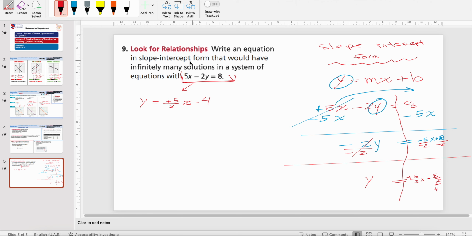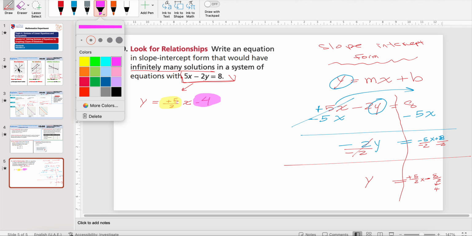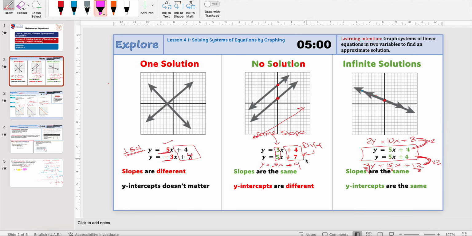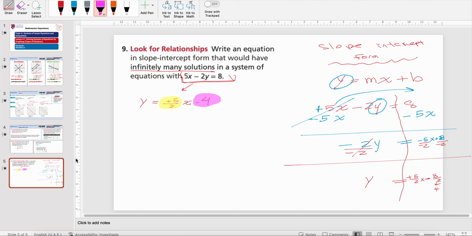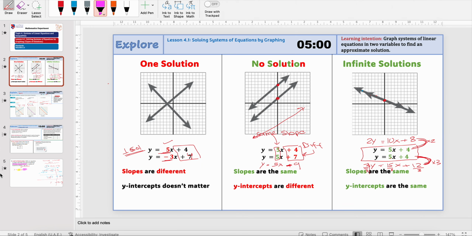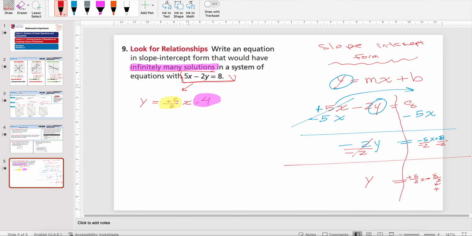They want us to write an equation that has infinitely many solutions to this one. I rewrote this one in slope-intercept form just to see clearly where the slope and the intercept are. If I want to write a new equation with some number of solutions, I really care about the slope and intercept, to decide if they should be the same or different. Infinitely many solutions, who remembers? They should have the same slope, same intercept. You can literally write the same equation.